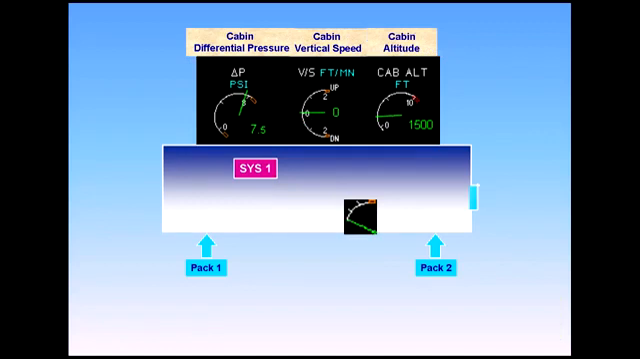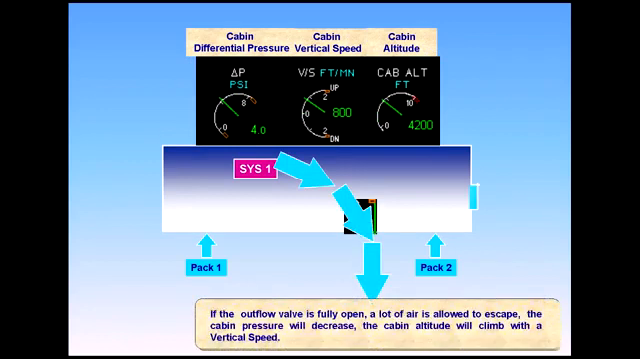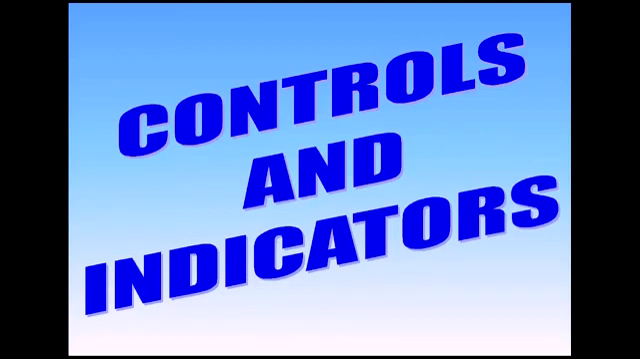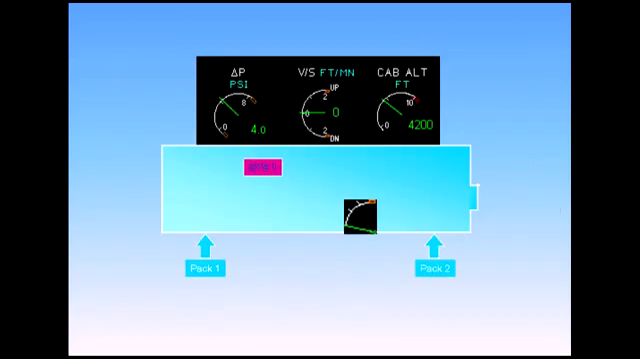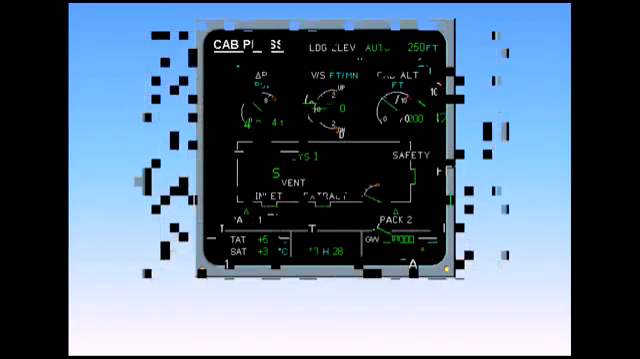If the outflow valve is fully open, a lot of air is allowed to escape. The cabin pressure will decrease, and the cabin altitude will climb with the vertical speed. The crew can monitor all cabin pressure functions on the ECAM cabin pressure gauge.